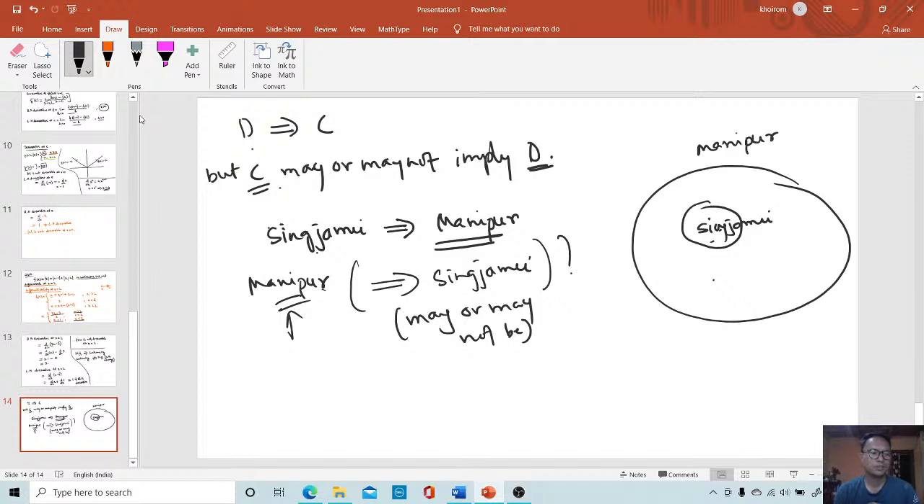Okay. Now this is the concept. Differentiable implies continuous. Differentiable means continuous, like Singjamai means Manipur. But continuity does not imply differentiable; we cannot say, it may or may not be, never certain.